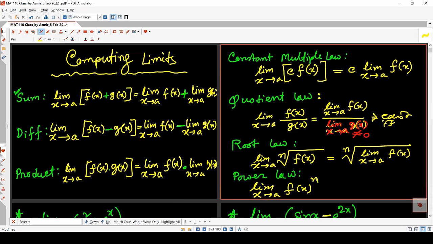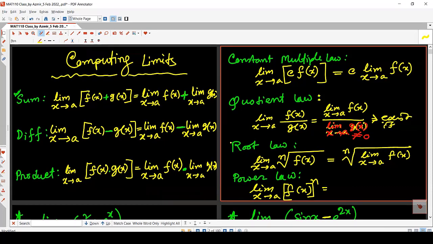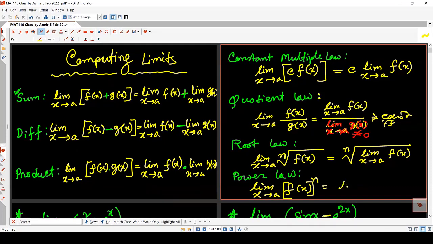So f of x with power n. So what can we write? We can write, just like the root law, limit x tends to a, f of x, total power n, where n is a positive integer. So you can see that there is a similarity between the root law and the power law.